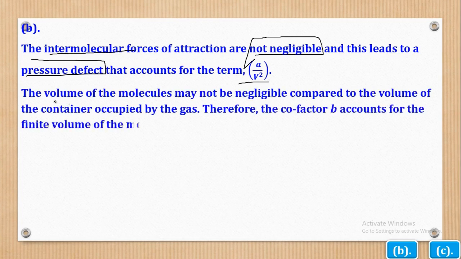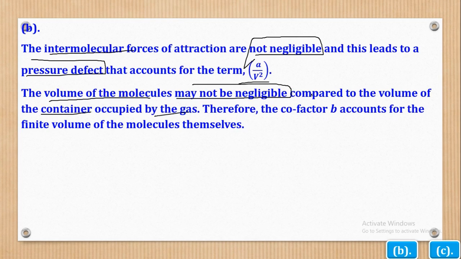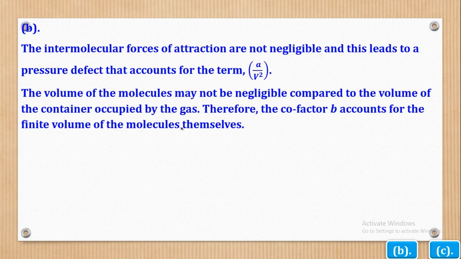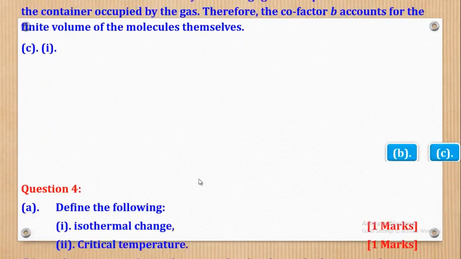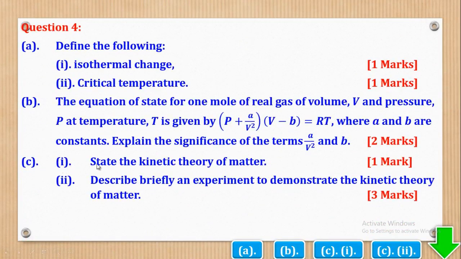Then after that we shall say that the volume of the molecules may not be negligible compared to the volume of the container occupied by the gas. Note this word, compared to. So it has to be stated. Therefore, the constant B accounts for the finite volume of the molecules themselves. So that was part B. Now we shall go to part C. So part C, Roman 1 says, state the kinetic theory of matter.